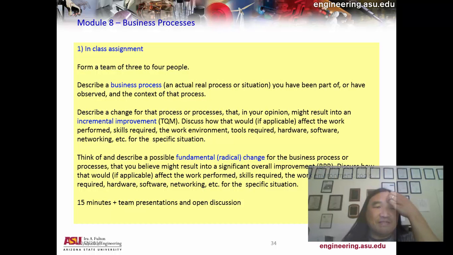And so you could put this up on the discussion board, and you could just talk to each other. But just think of something in your business or around you that you've seen before, which relates to TQM or a radical change. And that finishes up Module 8.